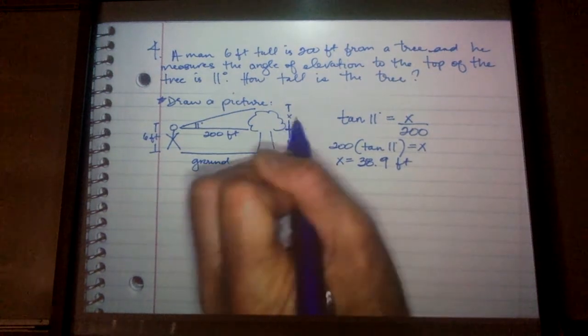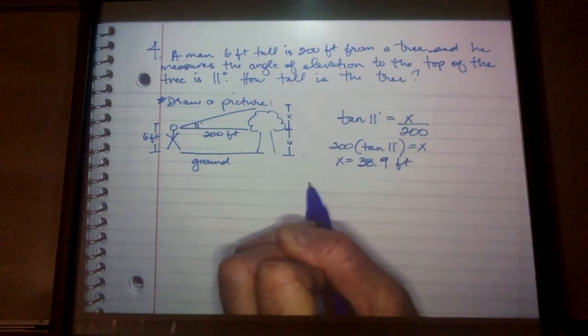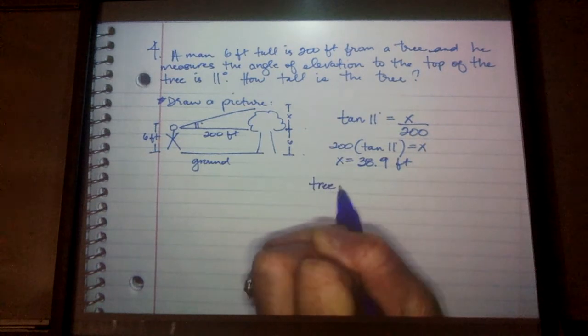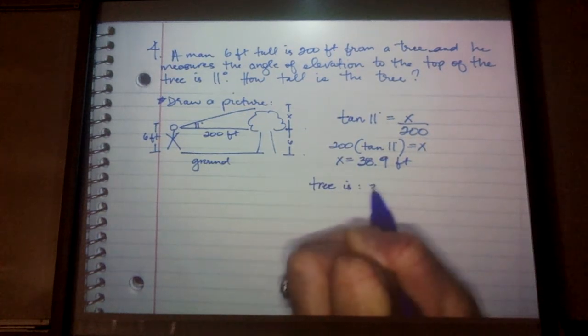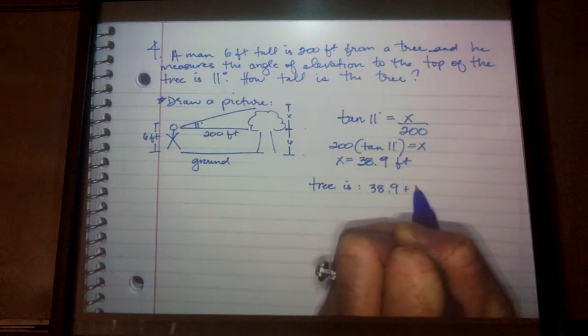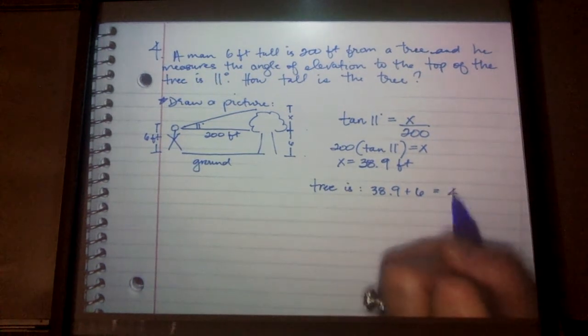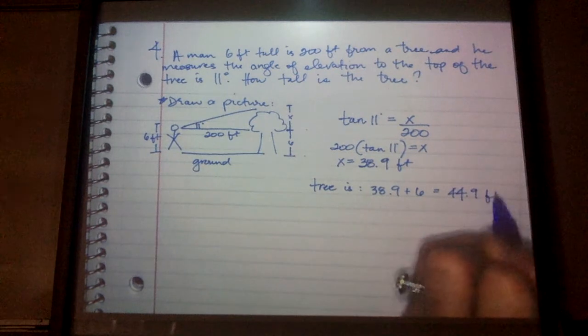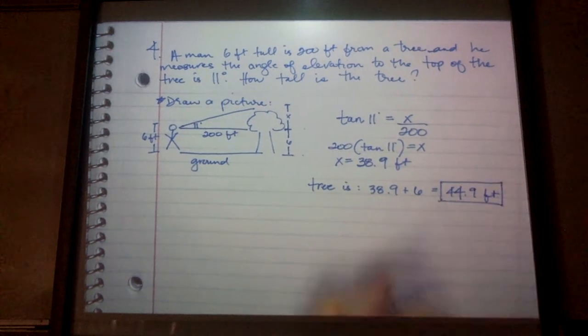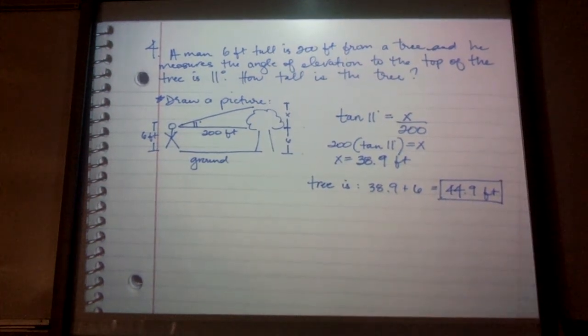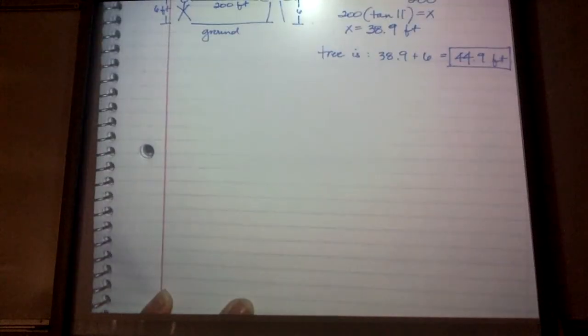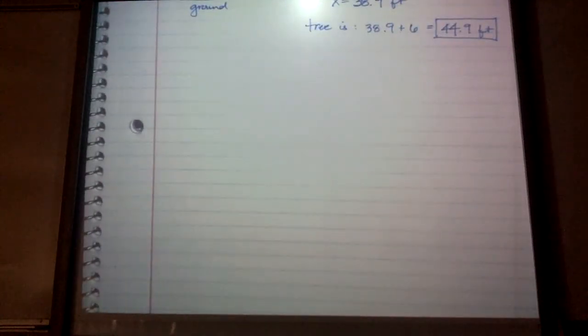But that was just X. So to find the height of the tree is 38.9 plus the height of the man, and I should get 44.9 feet. So that one was a little tricky because I had to take into consideration the height of the person. All right, those are possibly review from geometry.